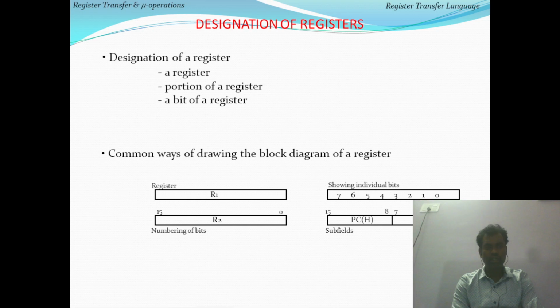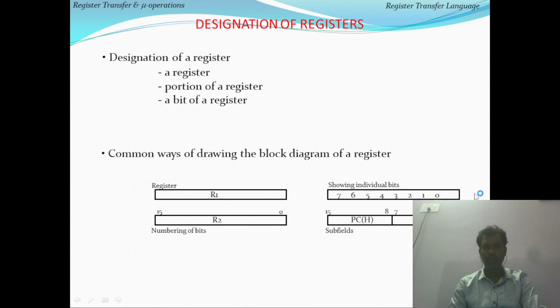0 to 15 can be a 16-bit register. It is indicated with 0 at the rightmost and 15 at the leftmost, which indicates it's a 16-bit register. Or we can indicate the individual bits on top of the register, writing 0 to 15 completely. Some registers are byte accessible. Byte accessible means it is a 16-bit register, but we can use half of the register to perform operations.